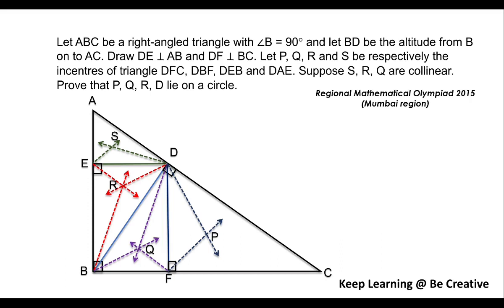Now, we have SRQ as collinear. That means a straight line passes through these 3 points. We need to prove that PQRD lie on a circle. So this is what we need to prove, and if we are able to prove that these points are concyclic, that is, if we are able to prove that this forms a cyclic quadrilateral, then these 4 points will be lying on the circle. So let's begin with the solution.